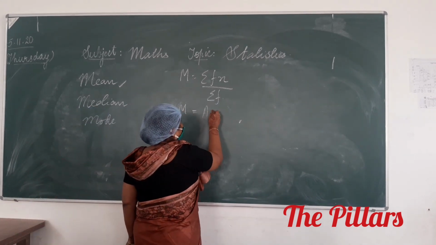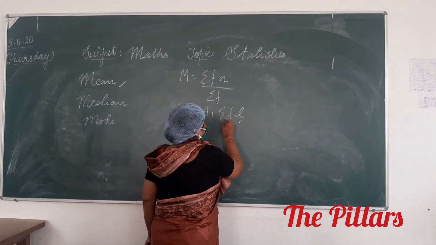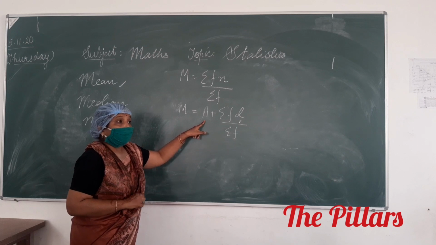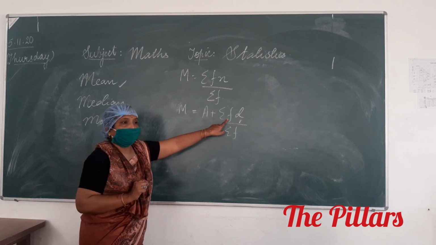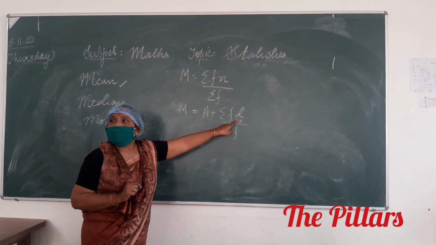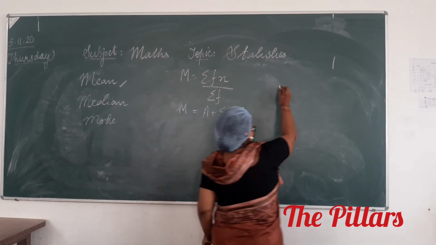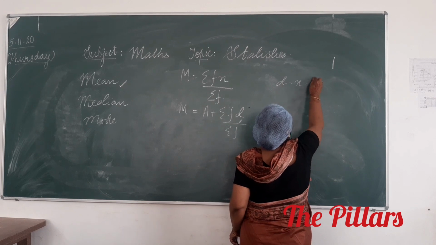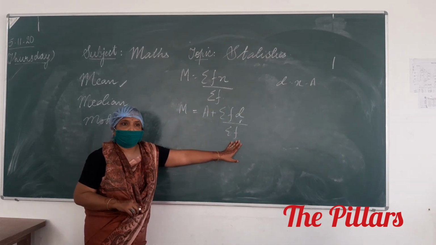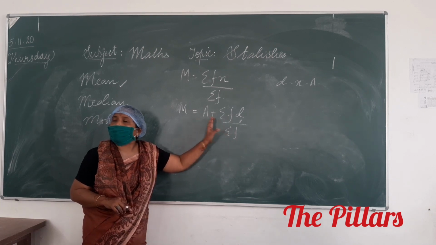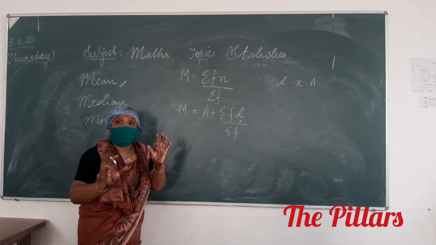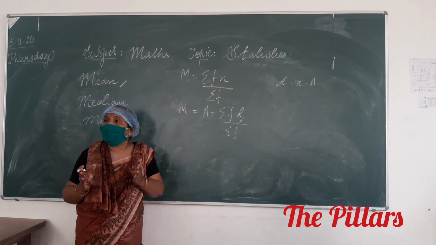A plus sigma FD upon sigma F. What is A? Assumed mean. What is F? Frequency. What is D? Deviation. And how do you find deviation? D is equal to x minus A. And from under which column do we find out this assumed mean? Under X. What is this X called? Class.